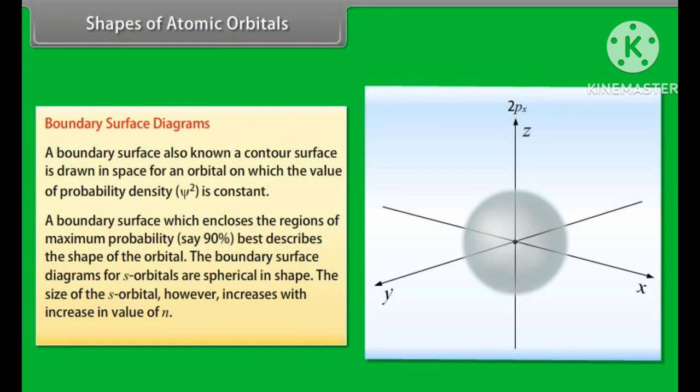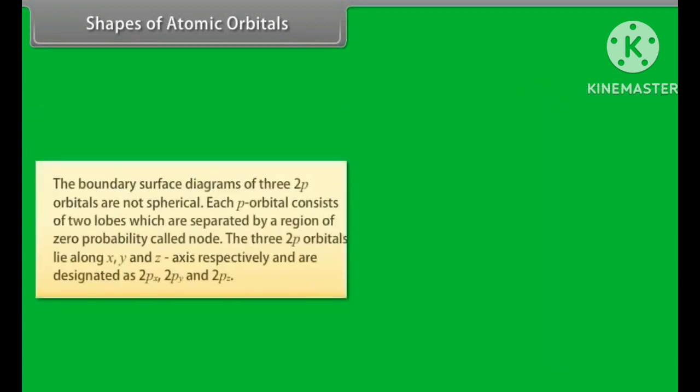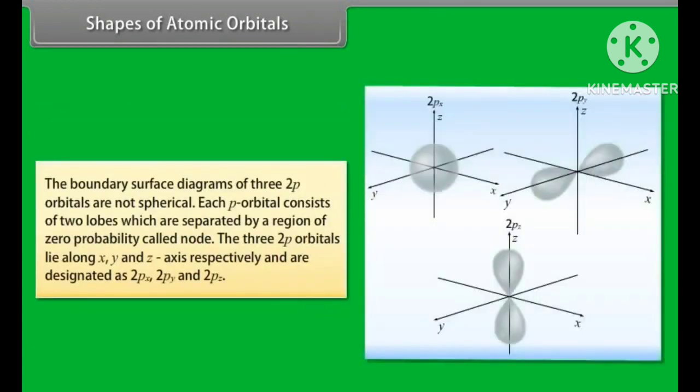The boundary surface diagrams for s orbitals are spherical in shape. The size of the s orbital, however, increases with increase in value of n. The boundary surface diagrams of three 2p orbitals are not spherical. Each p orbital consists of two lobes which are separated by a region of zero probability called node. The three 2p orbitals lie along x, y and z axes respectively and are designated as 2px, 2py and 2pz.